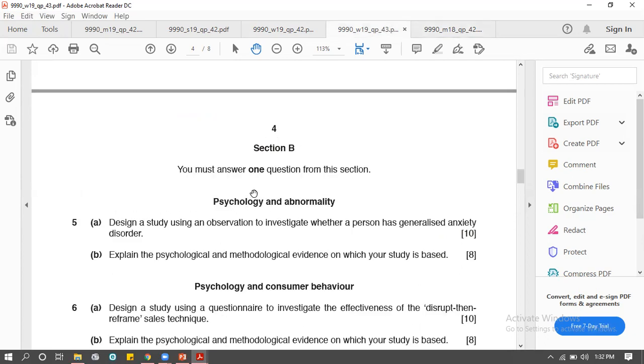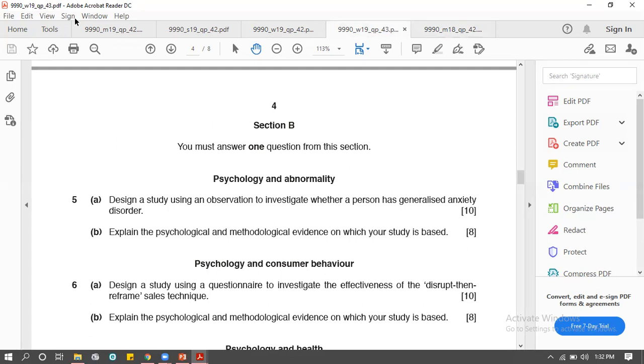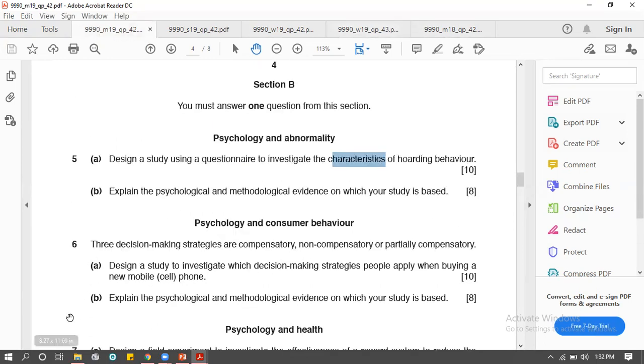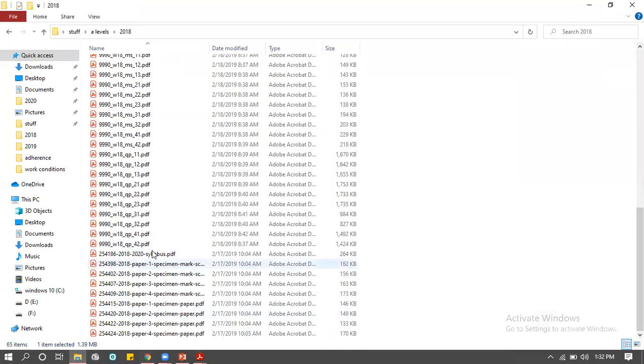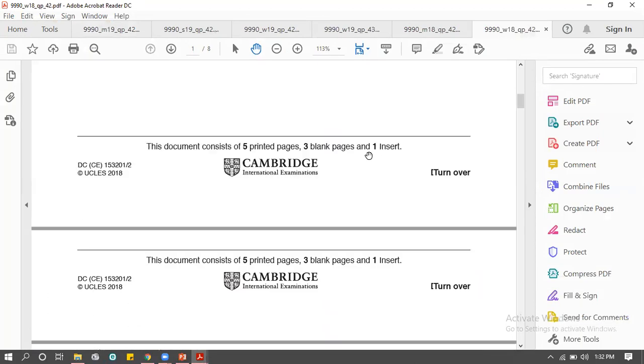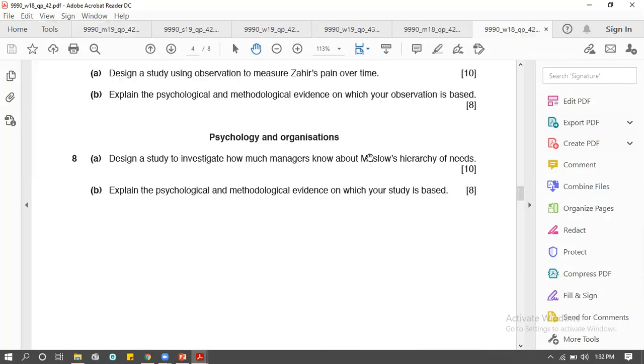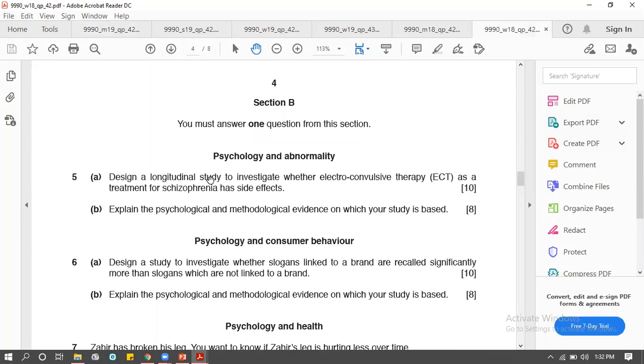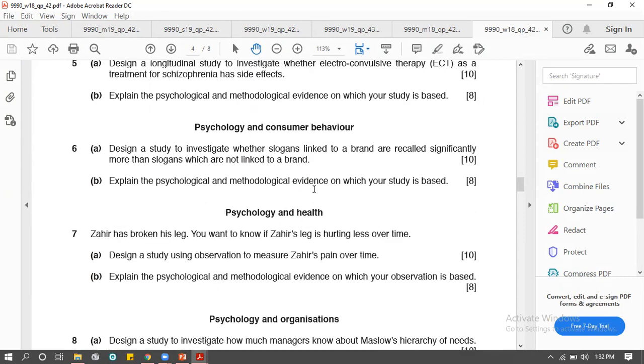Bharat, we were looking at the discovery question. Yeah, this is a discovery question. Side effects, say you want to find out the side effects of ECT, whether they happen or not.